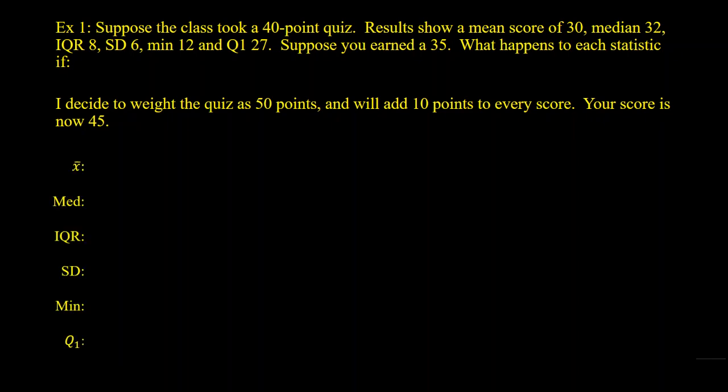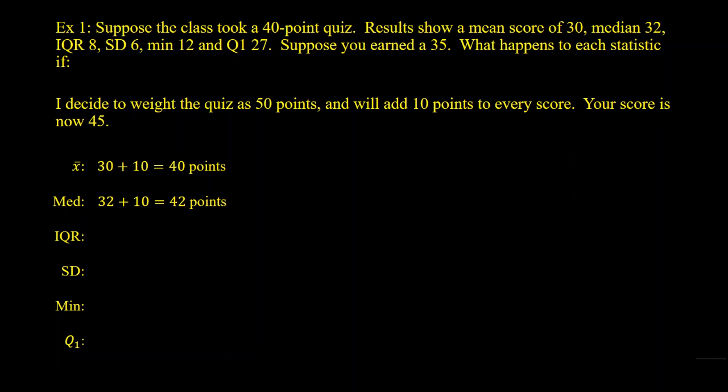We want to find the mean, the median, the IQR, standard deviation, minimum, and Q1 for this data. The mean score was 30, and we're shifting every statistic by adding 10 points, so the new mean will be 30 plus 10, or 40 points. The median is 32. This is a measure of position, so I'm just going to add 10. 32 plus 10 equals 42 points.